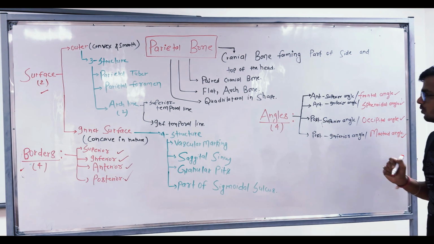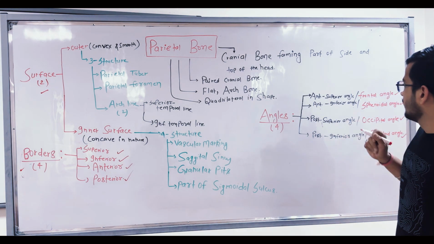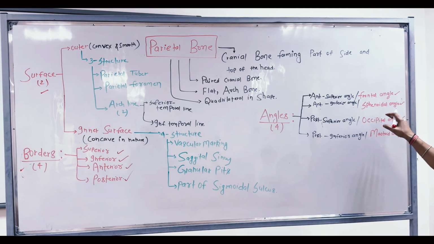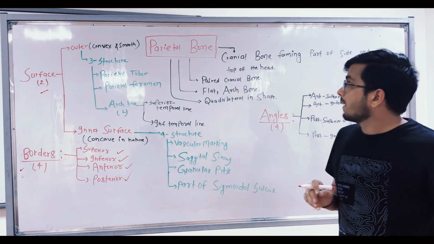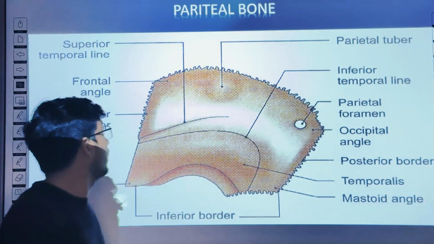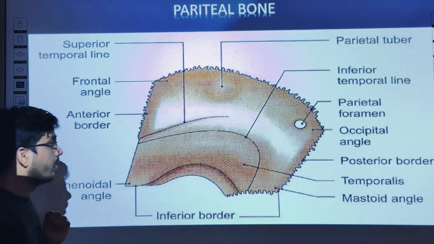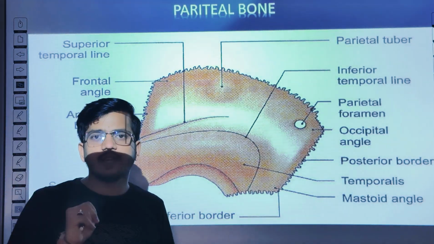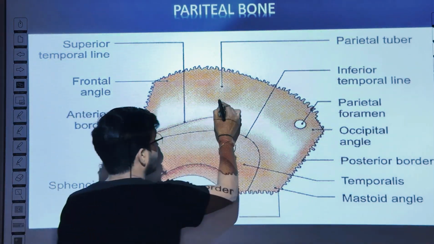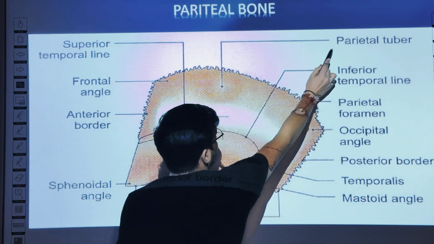Now I will show you the diagram. Then you will easily find every structure and angle of the parietal bone. Now we will discuss the outer surface of the parietal bone. When we visualize the outer surface, we will see three main structures, that is the parietal tuber. You can see this one is the parietal tuber.